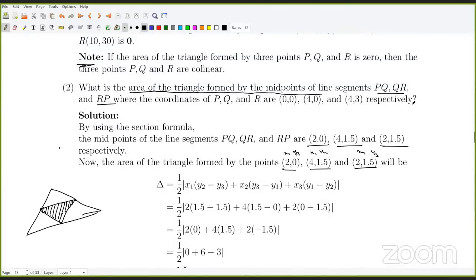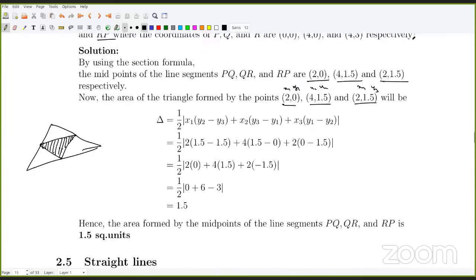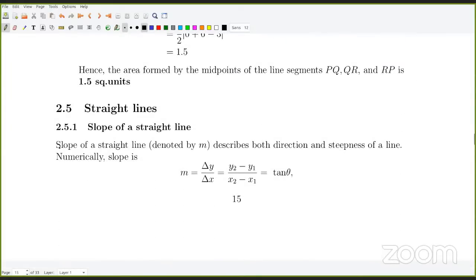These are about points, distance between points, and the area of the triangle formed by the points. Till now we just talked about points, everything points related. From now on we talk about straight lines.